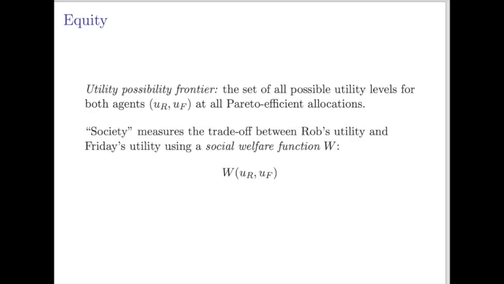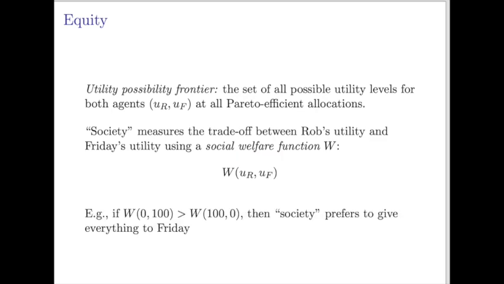So what you could do is write down what's called the utility possibility frontier. This is the set of all possible utility levels for both of the consumers at all the different Pareto efficient locations. So we can then define the welfare of society as a function of both Rob and Friday's utility levels. Right? So we can define a social welfare function. Now, there's lots of different types of social welfare function, and I'll give you a few examples in a moment.